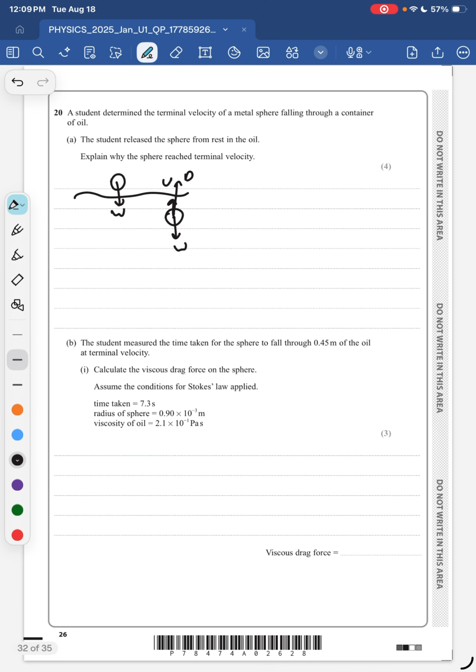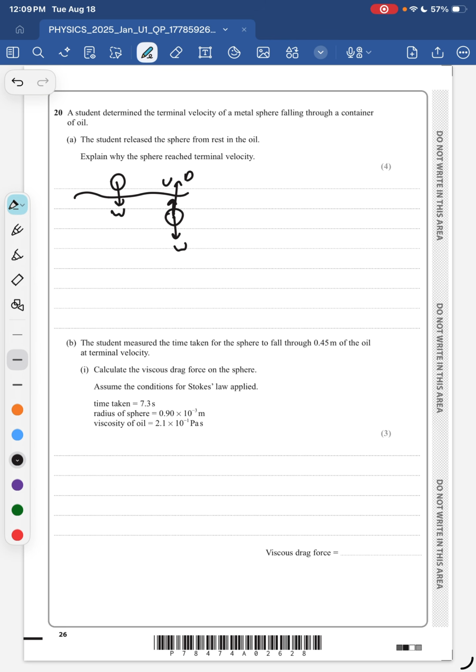Okay. B. The student measured the time taken for the sphere to fall through 0.45 meters of the oil at terminal velocity. Calculate the viscous drag force on the sphere. Assume the conditions for Stokes' law applied. The time taken is 7.3 seconds. The radius of the sphere is given, and the viscosity of the oil is also given.